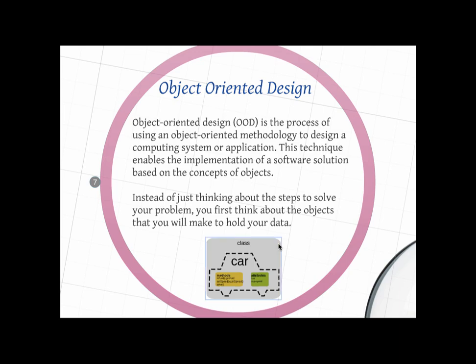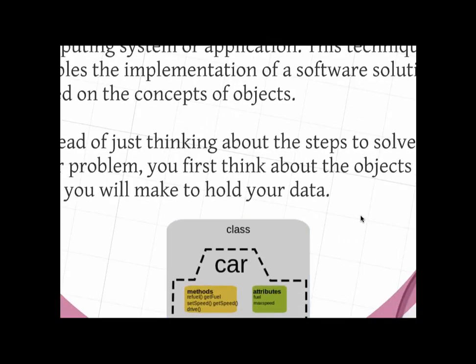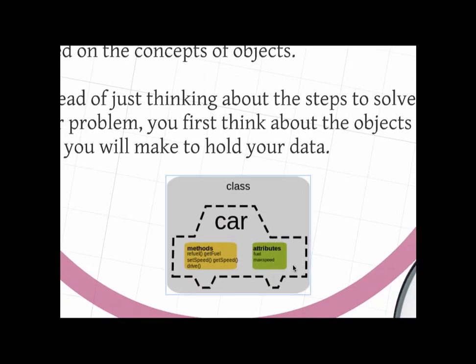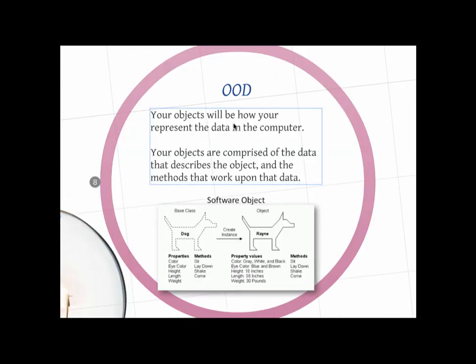Such as if you were writing a program about a car, you would think about what attributes the car has. I need to know how much fuel it has, or its max speed. Then I think, well, what methods will act upon those attributes or that data? I need to refuel or get fuel. I need to set the speed or get the speed. I need to drive. So your objects will be how you represent your data in your computer. Your objects are comprised of the data that describes the object and the methods that work upon that data.